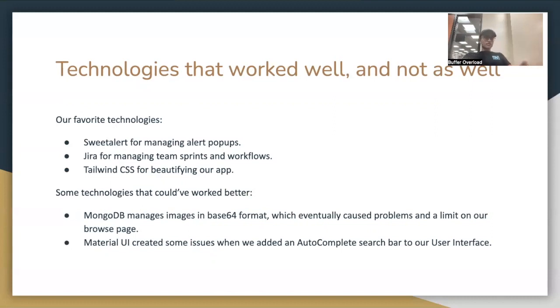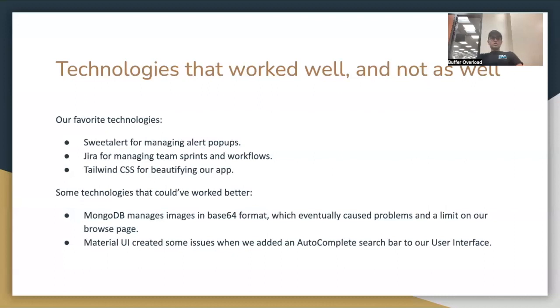Some of the technologies that didn't work so well include MongoDB. One of the reasons is that we tried to store images in MongoDB, and converting them to base64 format causes a lot of problems. Trying to send and receive images whenever an admin creates a book causes problems with the load time of our website.